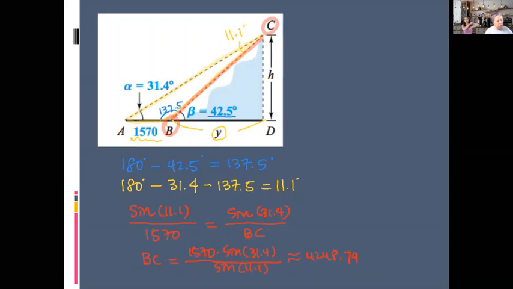Okay, now we found the side measure of the segment BC, but it's not quite the final destination for this problem, right? But you can utilize it. So then the red highlighted side is about 4248, right? Then with that, we can use another set of law of sine here, because we are given the angle beta there, right?